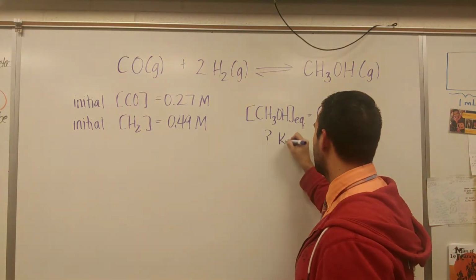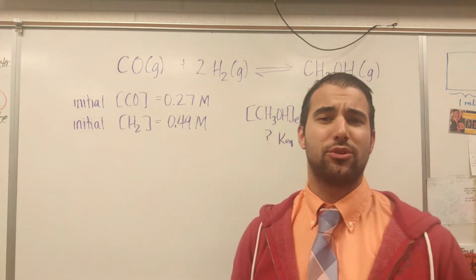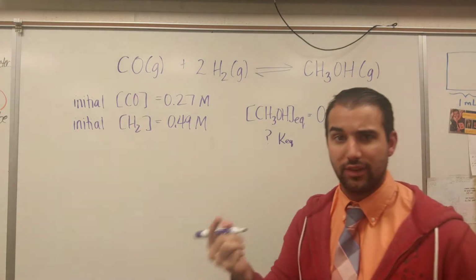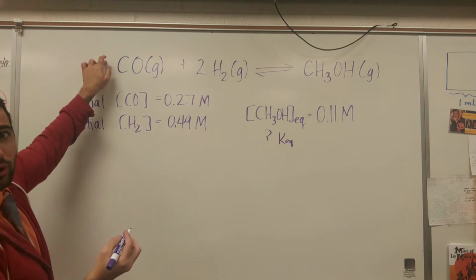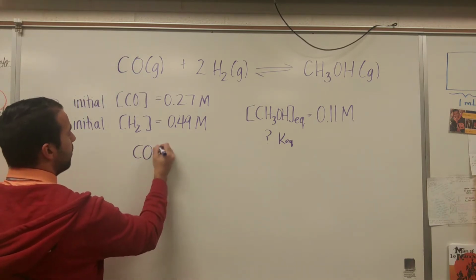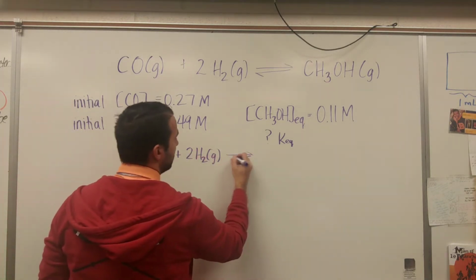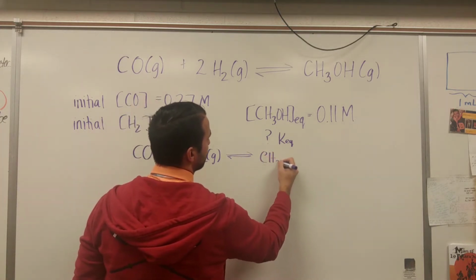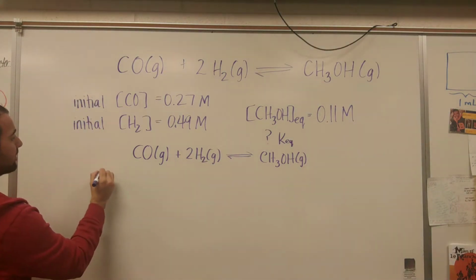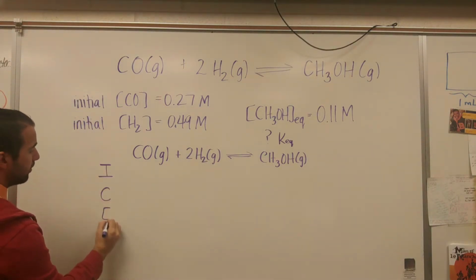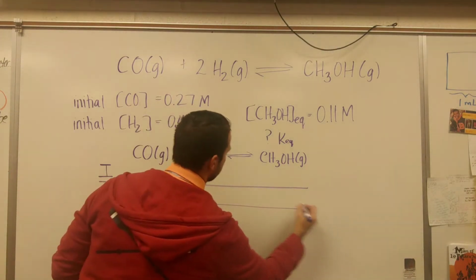what is KEQ? So, as you've read and looked at the procedure, you've developed what's known as an ICE table, and tomorrow in class we're going to do a lot of ICE tables. So I'm going to start setting up our ICE table. I'm going to rewrite this chemical equation, CO gas plus 2H2 gas in equilibrium with CH3OH gas, okay? And I'm gonna set up my ICE table. An ICE table is initial, change, and equilibrium concentrations.